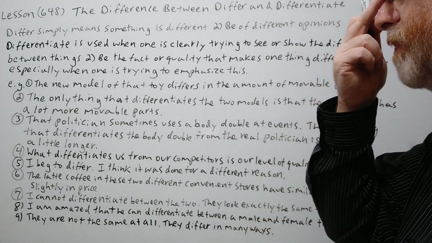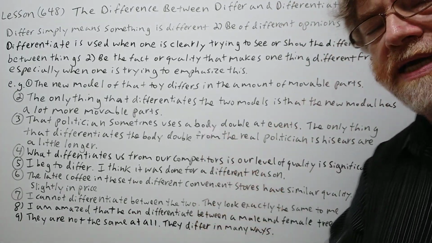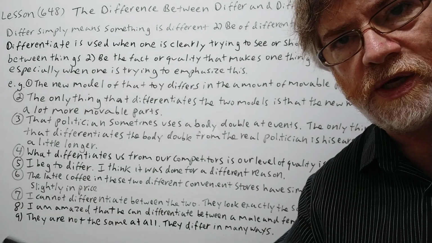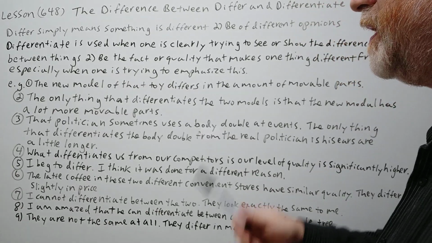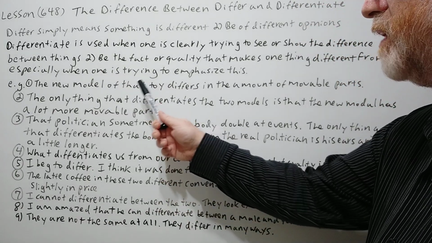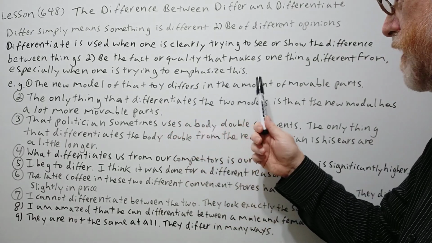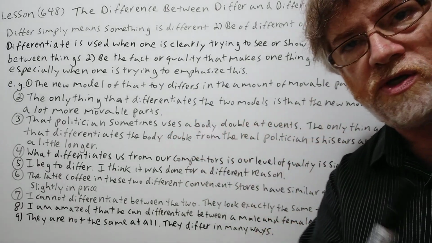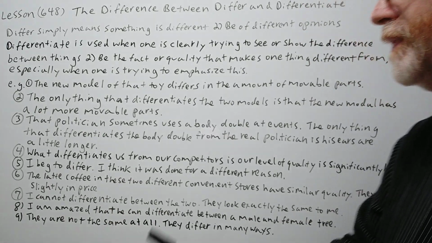All right, let's continue. And we got 9 examples here to give you a better feel of when you would use one rather than the other. Here's the first one. The new model of that toy differs in the amount of movable parts. So you're just saying it's different in this way.